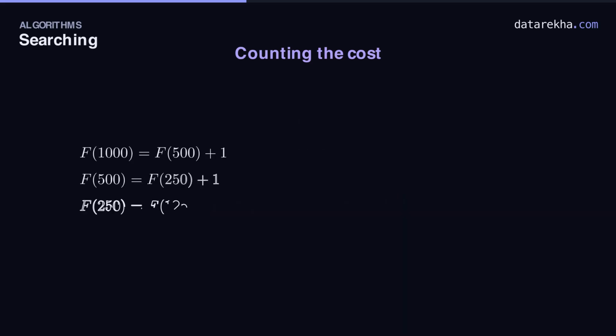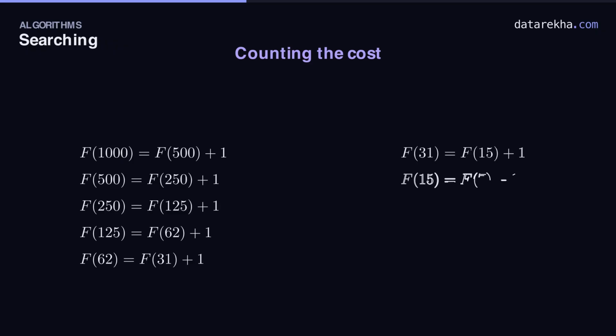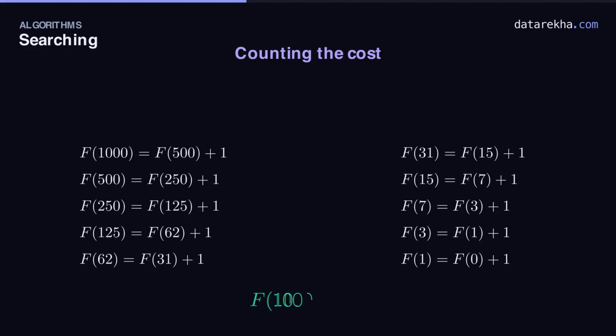Let's use it on a real number. 1,000 items. Peel the recurrence. f of 1,000 is f of 500 plus 1, which is f of 250 plus 1, and so on: 1,000, 500, 250, and downward. Keep going. 31, 15, 7, 3, 1, and finally 0. Count the plus ones. There are exactly 10 of them. So f of 1,000 is 10. 10 comparisons, worst case, to search 1,000 sorted numbers.